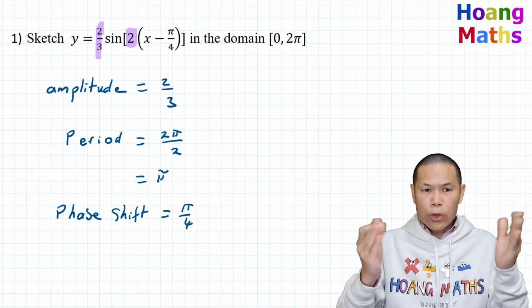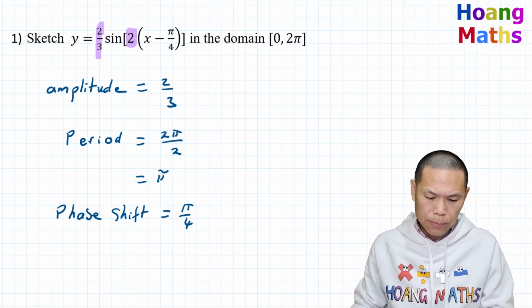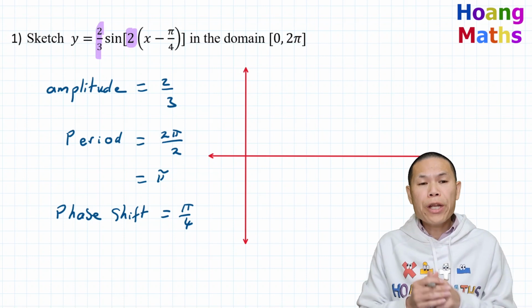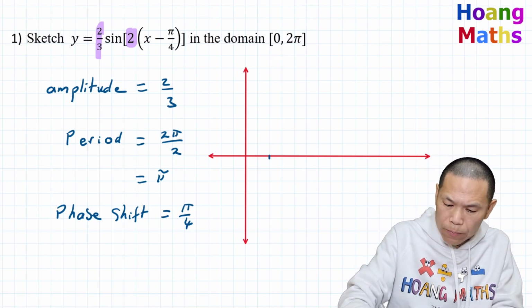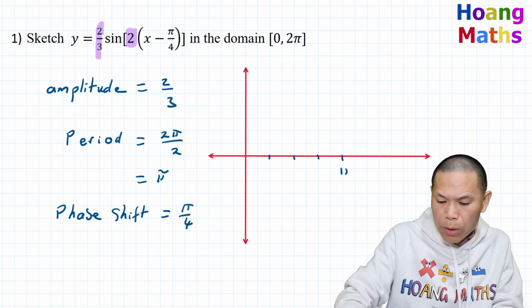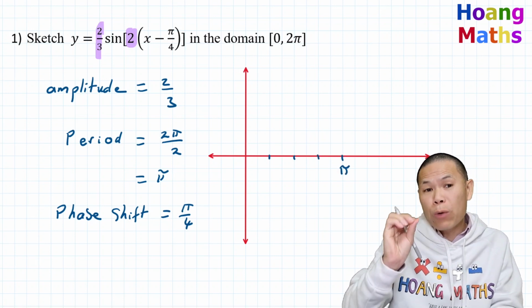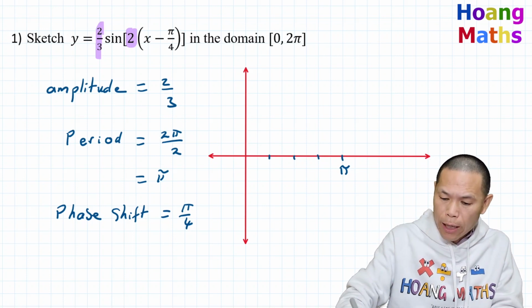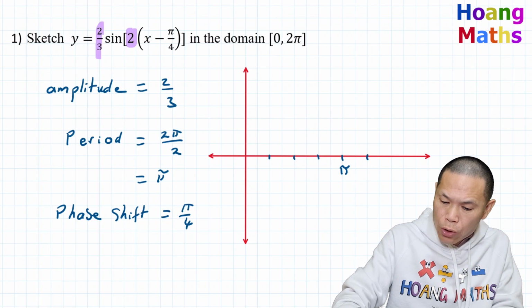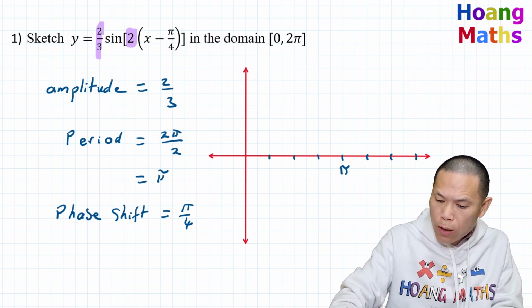So let me just draw the axis first. First of all, we know that the period is pi. So let me just go 1, 2, 3, 4. So that is 1 period. So don't forget, in 1 period, we have 4 quadrants. So that's why we need to cut into 4 pieces, okay? So we have 1, 2, 3, 4.